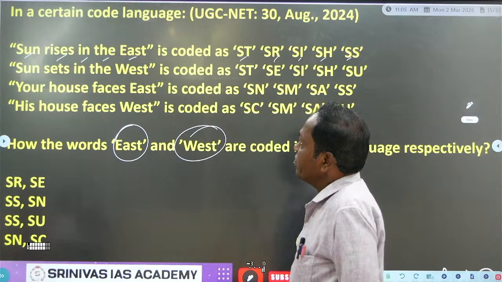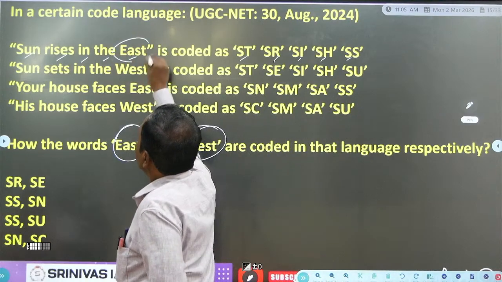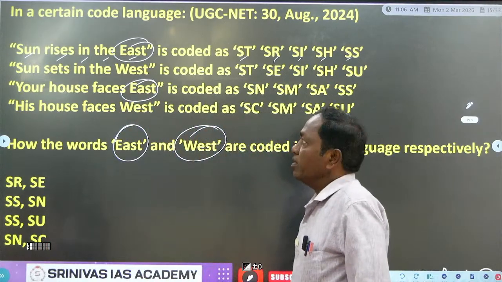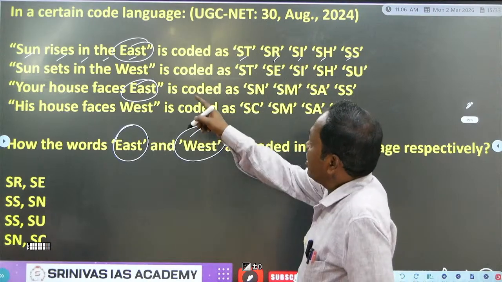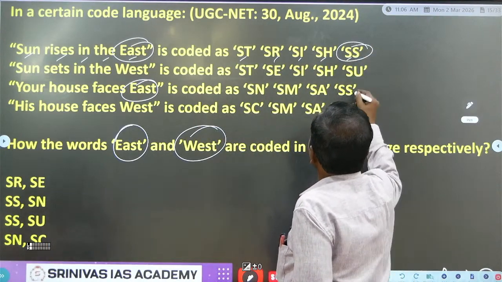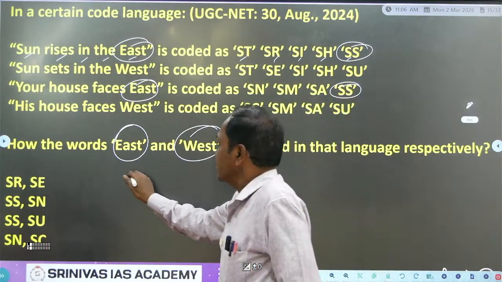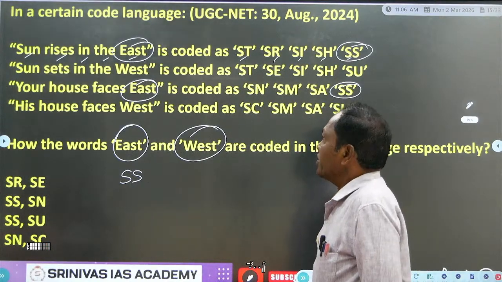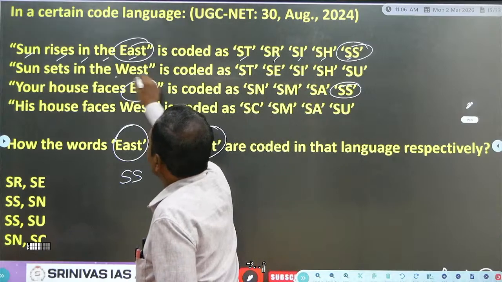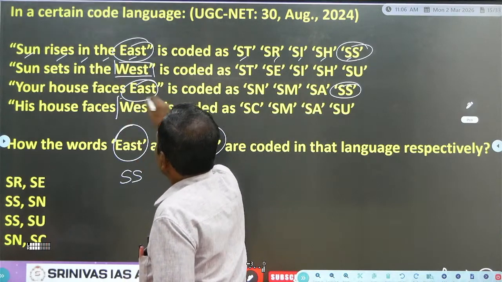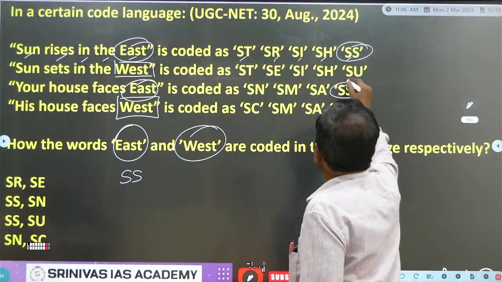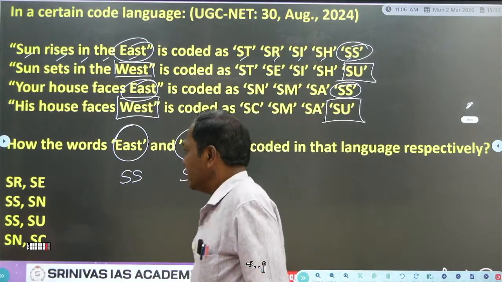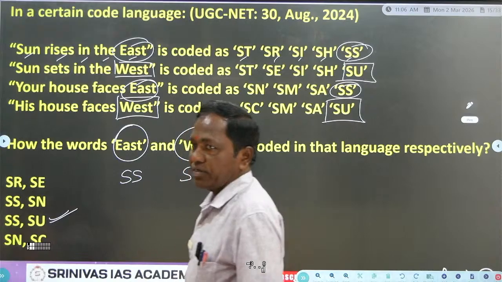Let us see east. Where do you see east? Here you can see east. Faces east. First group and third group can be seen. But in the first group and third group, what is the last? SS. Here also SS. Okay, you can take SS. If that doesn't suit, then you have to find an alternate method. Next, west. Where do you see the west here? This is the west. Here also west. What is the last word? SU. Yes, you can take SU. SS, SU. You can take like that.